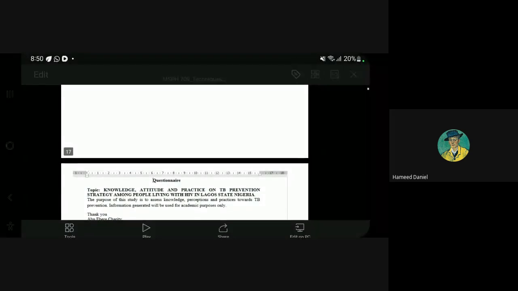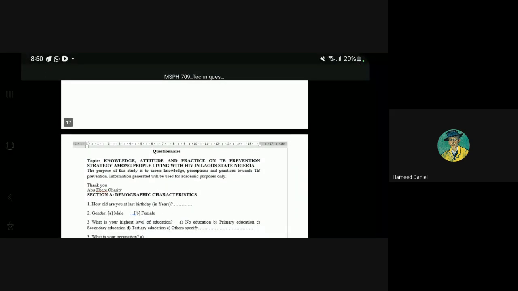So asking them about their age, their gender, their level of education, occupations, and the likes. So that is you collecting some information about your respondents, some things that I think can actually be influencing their knowledge, attitude, and practice on TB prevention, right? So the next section will be on that now.